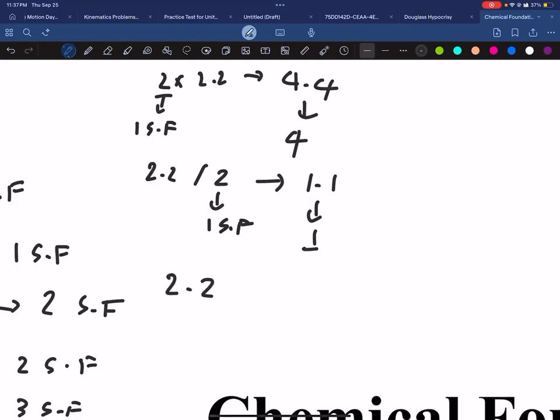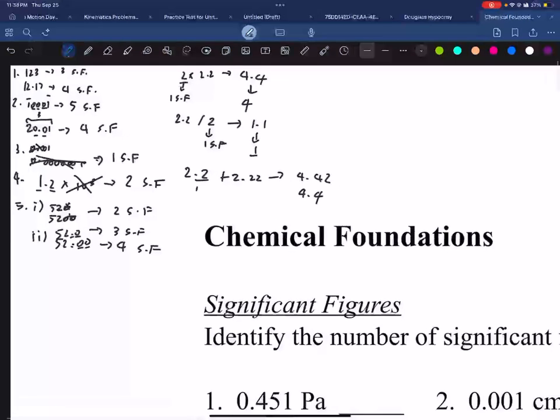For addition, you have to round to the smallest decimal point. That becomes 4.42. However, this has 1 decimal point, so you have to round to 1 decimal point. I'll explain more of this as we solve the problems.